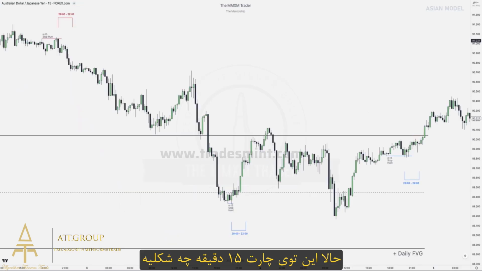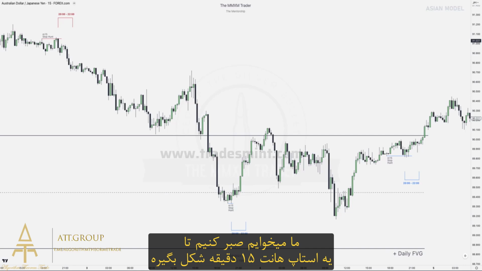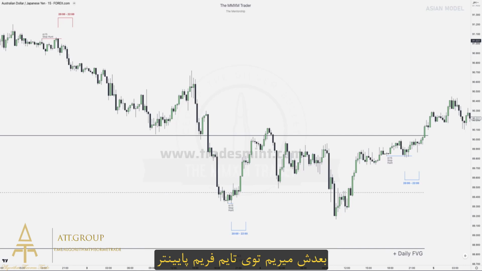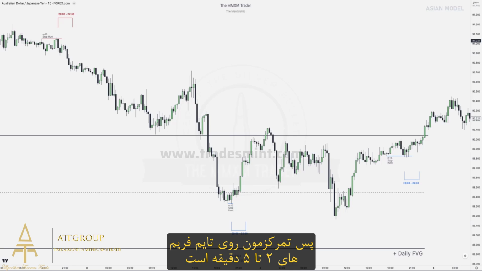Now how does that look like on a 15-minute chart, right? And remember, we're going to look for setups between 8 and 10 p.m. New York time. We want to wait for that 15-minute stop hunt, and then we're going to drop down into a lower time frame. We kind of don't want to go into a 1-minute time frame because that is a little bit inconsistent. So we're going to focus on that 2 to 5 minute time frame.